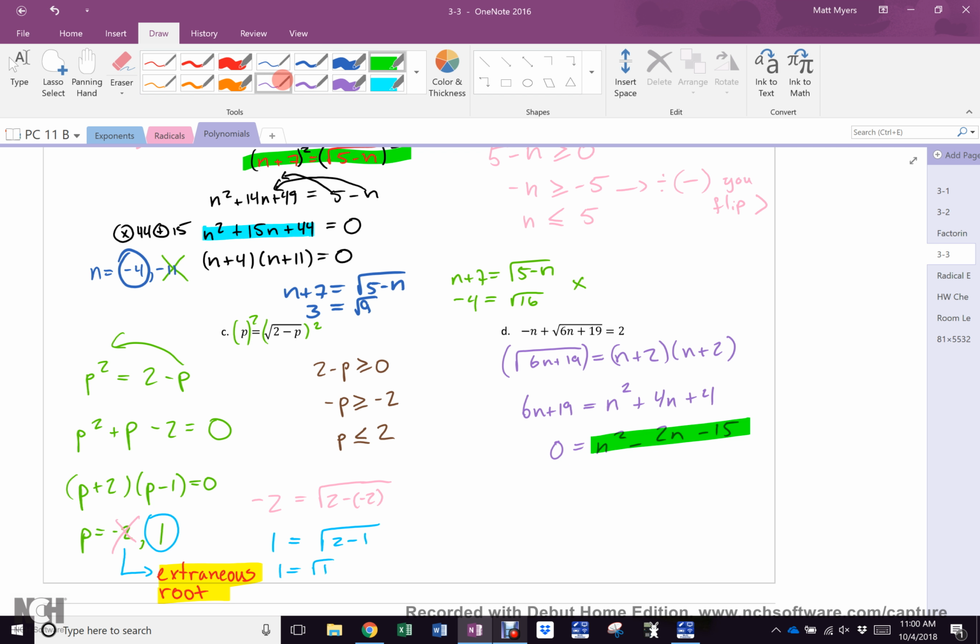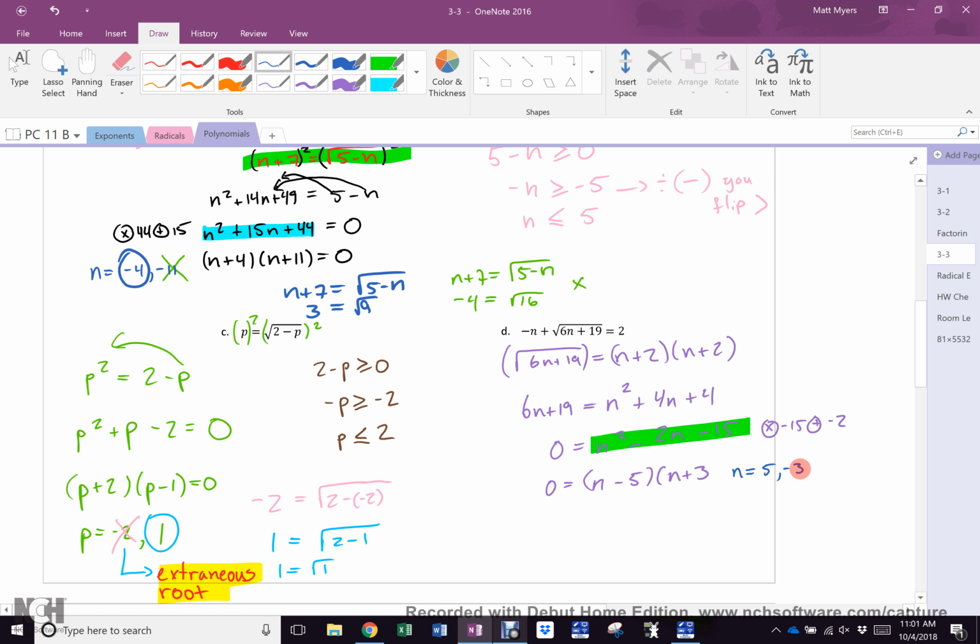Now what should I try there? Factoring. If it's going to factor, then I need numbers that multiply to negative 15 and add to negative 2. What are they? Negative 5 and positive 3. So n minus 5, n plus 3. So what are my possibilities for n now? It could be positive 5 and negative 3. Now I have to check.